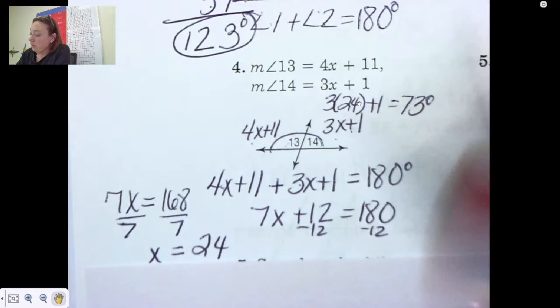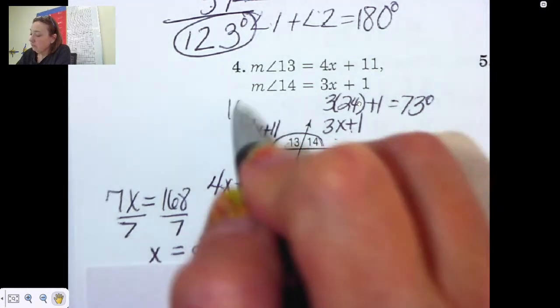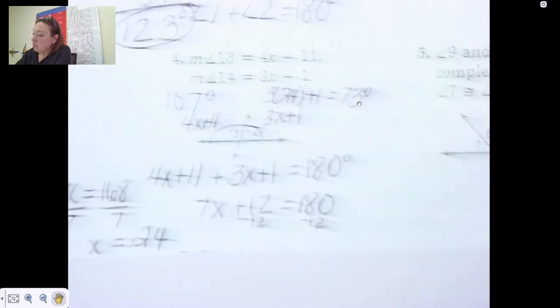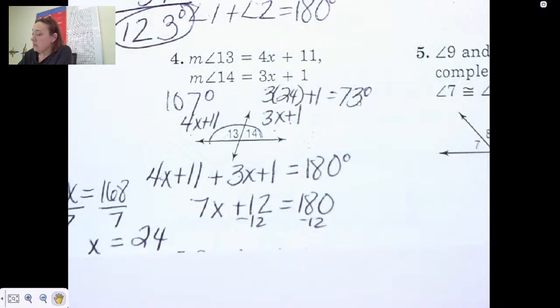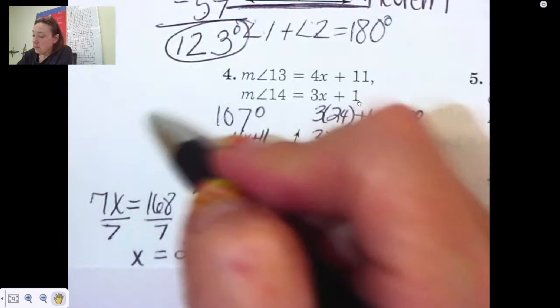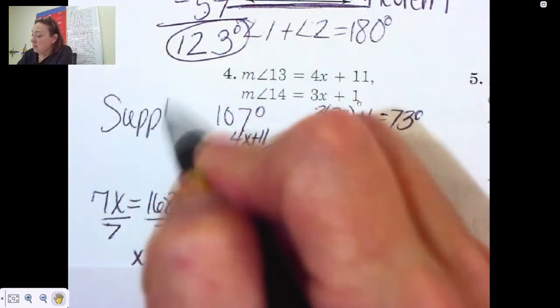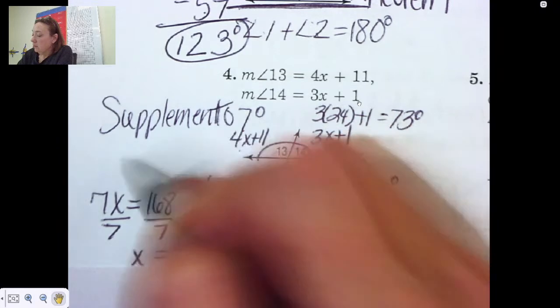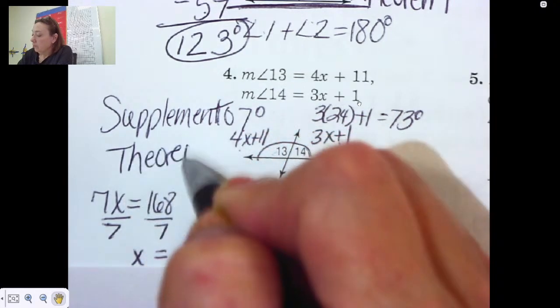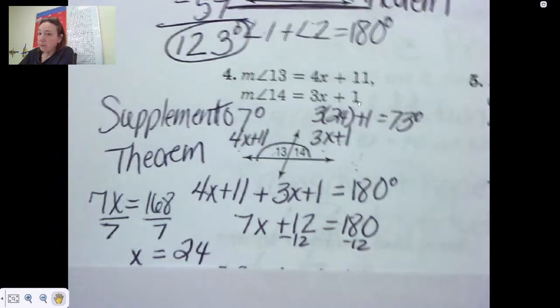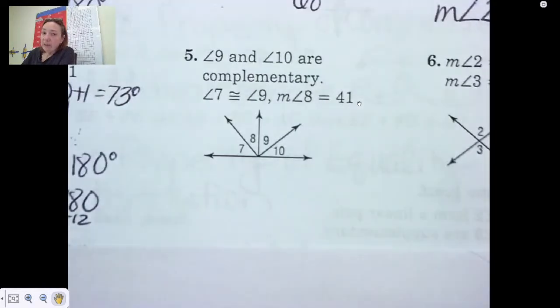So then what's our other angle? 108. Is that right? 107. 107. Okay, so what's our reason on this one? What would we use as our reasoning? What kind of angles are they? So our reason is supplement theorem. Okay, that's our reason. Supplement theorem. All right, so let's go to number 5.